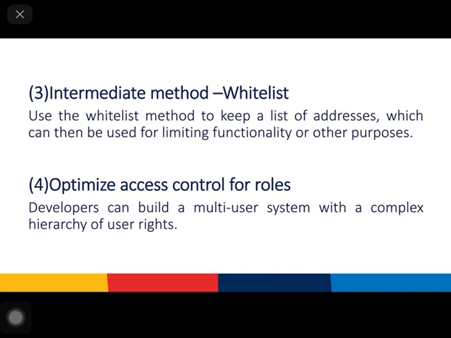And the last proposal is to optimize access control for roles, because developers can build a multi-user system with a complex hierarchy of users' rights. For example, developers can use RBAC smart contracts to create and manage a modern shared multi-user platform through allocation of roles and permissions.